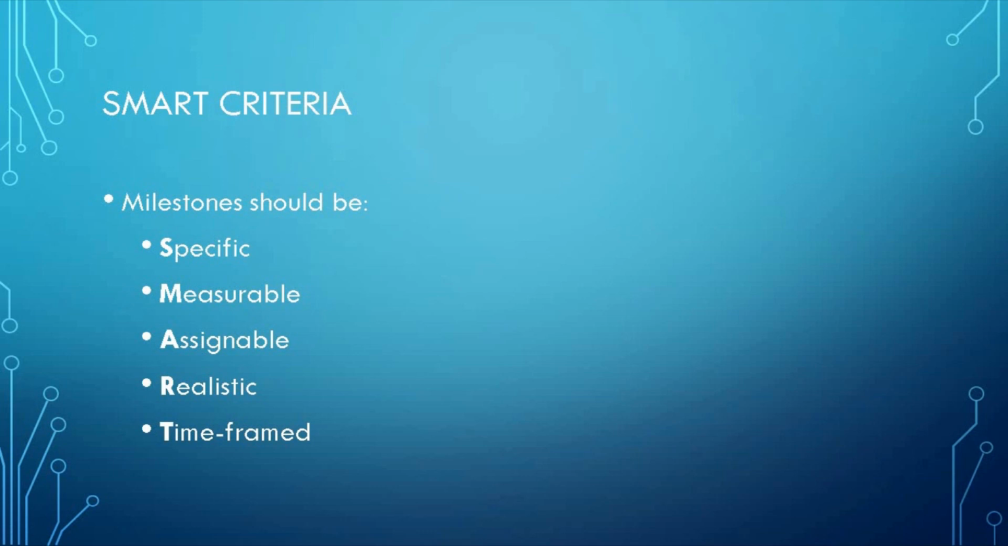SMART is an acronym that you can use to guide your goal setting. S for specific. Your goal should be clear and specific. Otherwise, you won't be able to focus your efforts or feel truly motivated to achieve it.